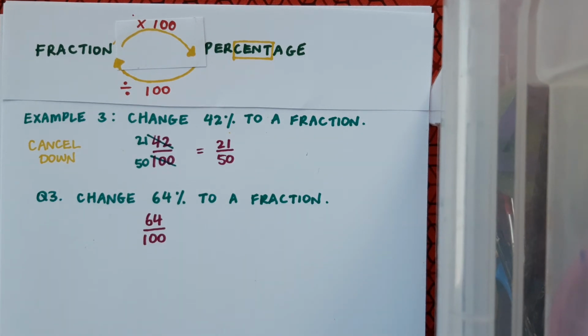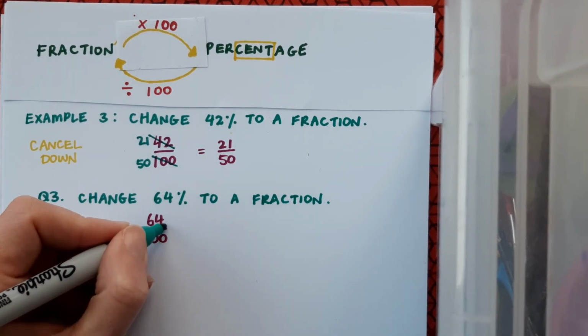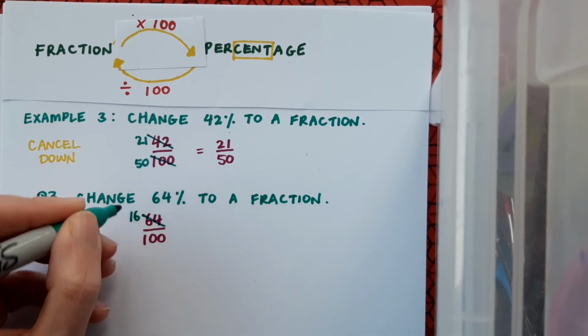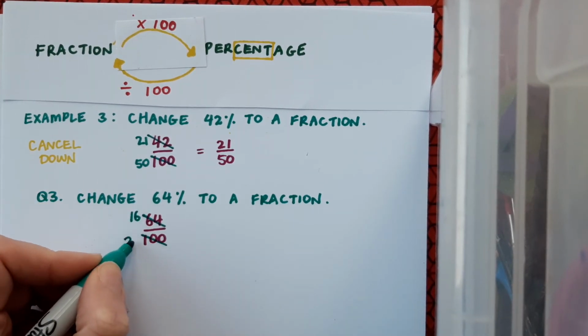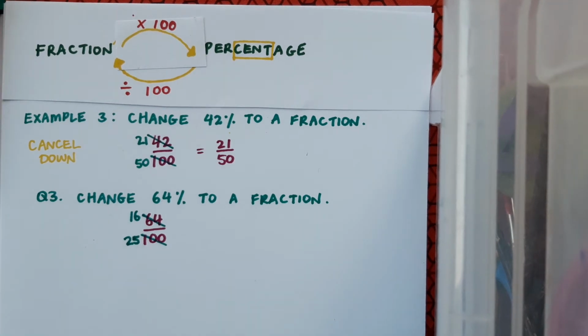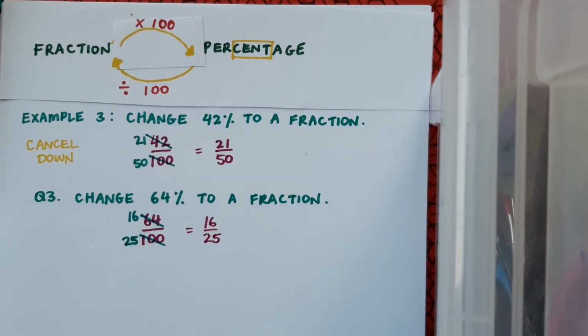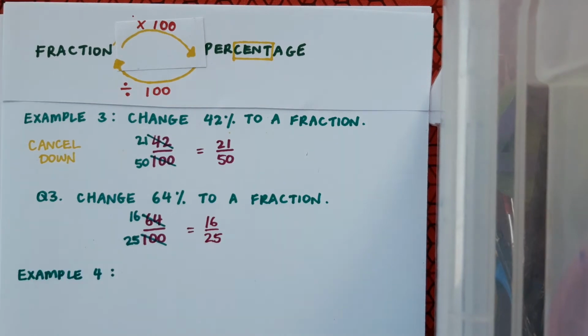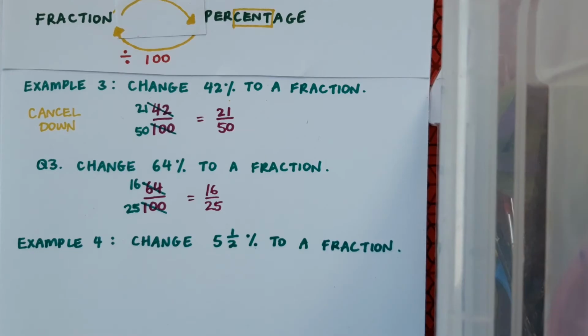but I think we can work with something a bit bigger. So you might notice that 4 also goes into both. So 4 goes into 64 16 times, and 4 goes into 100 25 times. And that's all the cancelling down that I can do, so that'll be my solution. And that's 16/25. So here's another example. This time we want to change 5.5% into a fraction.